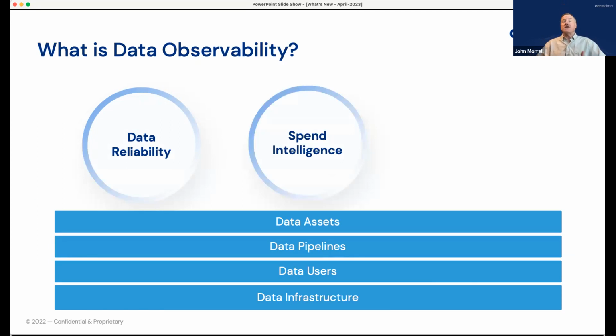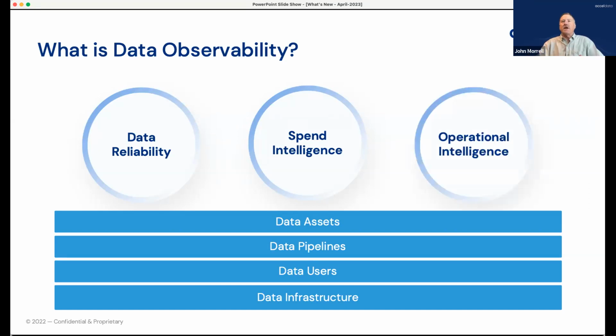There's also spend intelligence. You know, the cloud has come up with new cost models and spending models. It's elastic, it's on demand, it's pay as you go, pay for what you use. And so understanding what you're spending, how you're spending it, and who is actually spending your resources is really important to monitor and to understand so that you don't get cost overruns, so that you don't get bills that are out of control at the end of the month.